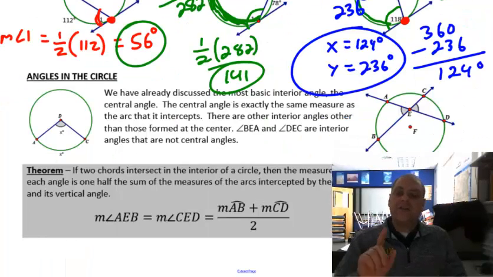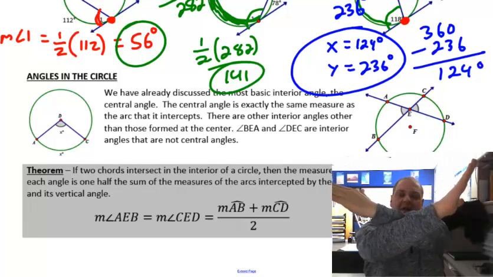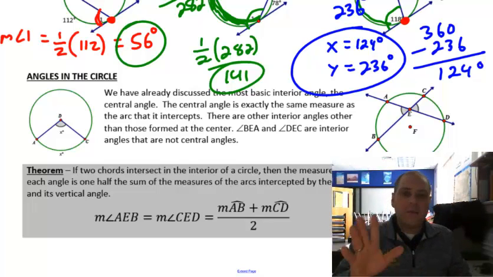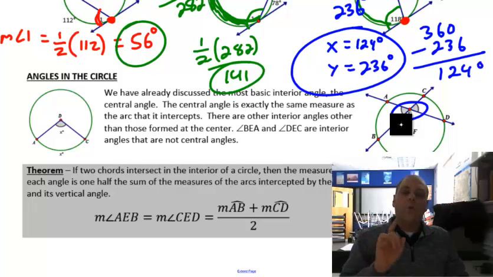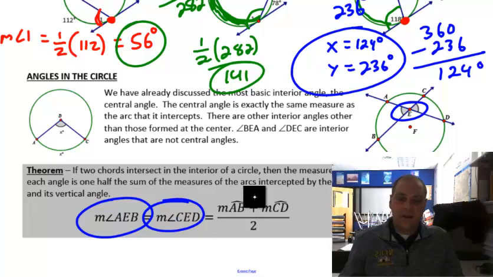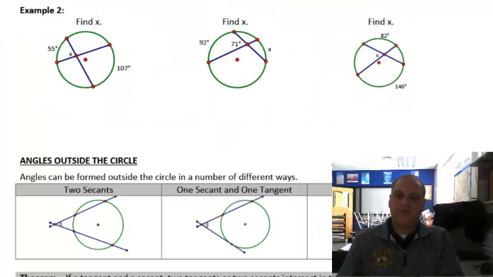Now, angles inside the circle. Inside the circle is these pictures here. So you got these two secants, because they go through the circle, or they could be chords. Chords or secants. Bottom line is, the angles are inside the circle. See this here? Inside the circle. When the angle's inside the circle, that's angle CED or AEB, all right? What you do is you add the two intercepted arcs, and then you divide by 2. A little confusing to look at the formula, but once you do it, I think it makes it easy.